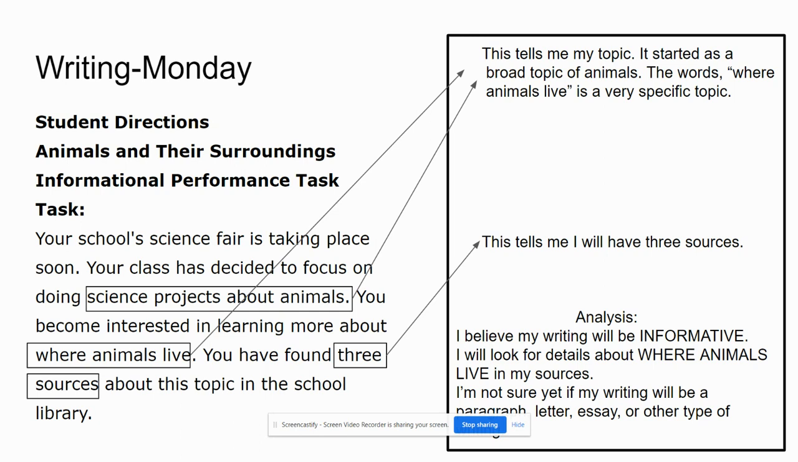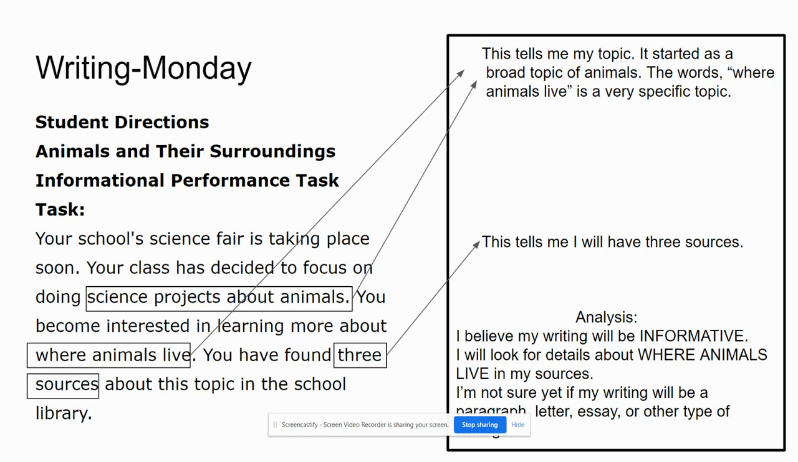So let's look at the words boxed in, science projects about animals. This tells me my topic. It started as a broad topic of just animals in general, but the words where animals live is very specific. So that tells me my exact topic. My topic for this prompt will be where animals live.